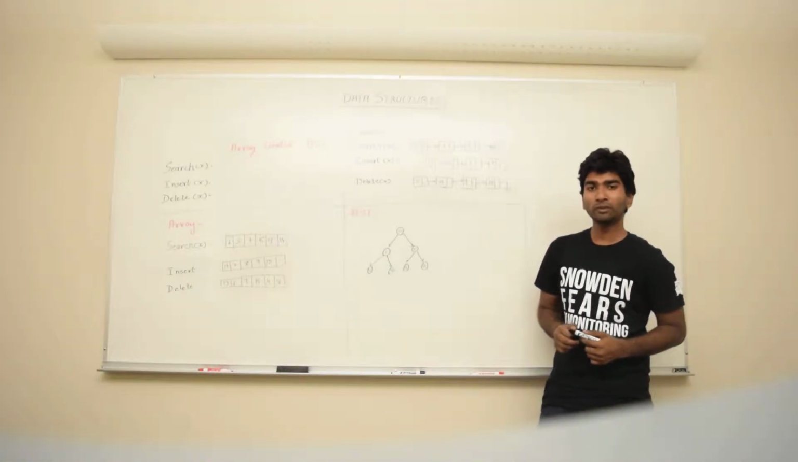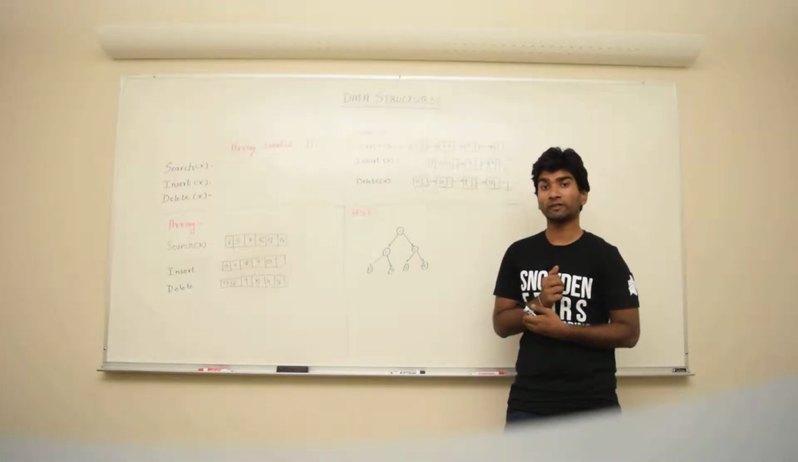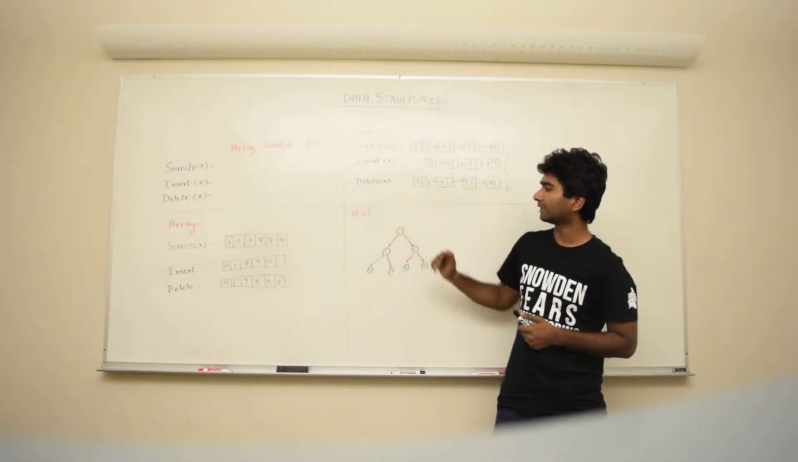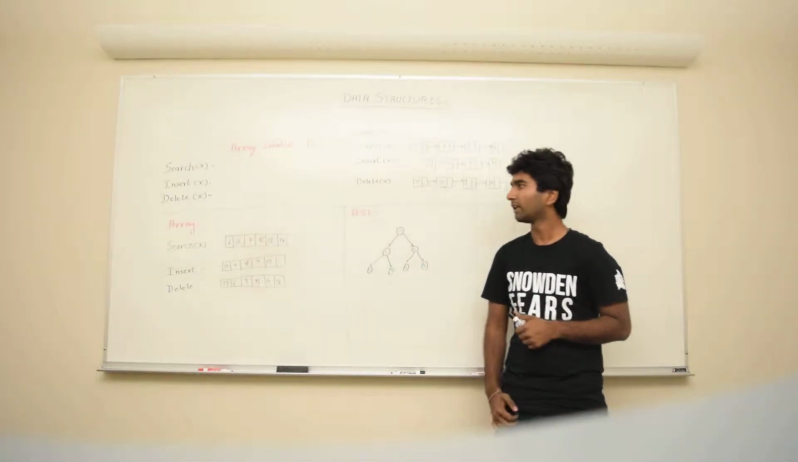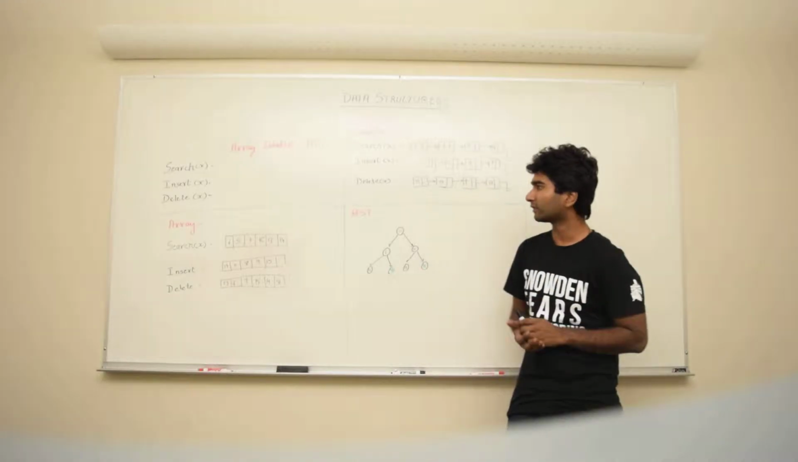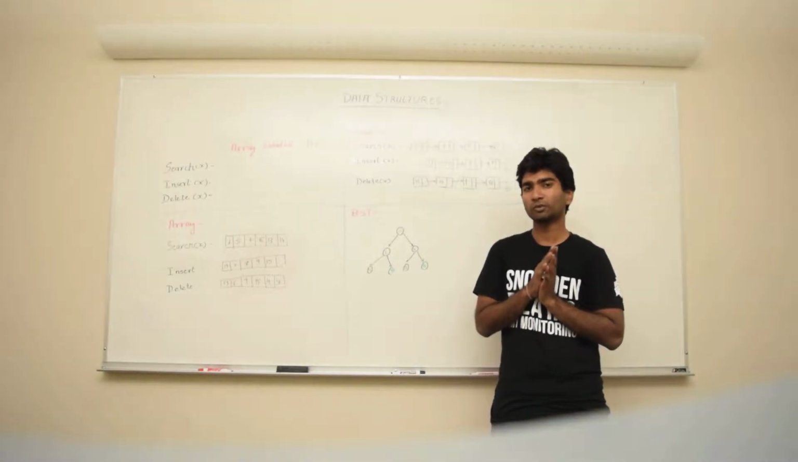Today, we are going to learn about three different kinds of data structures: arrays, linked lists, and binary search trees. Before diving into the details of these data structures, I have a question to ask.